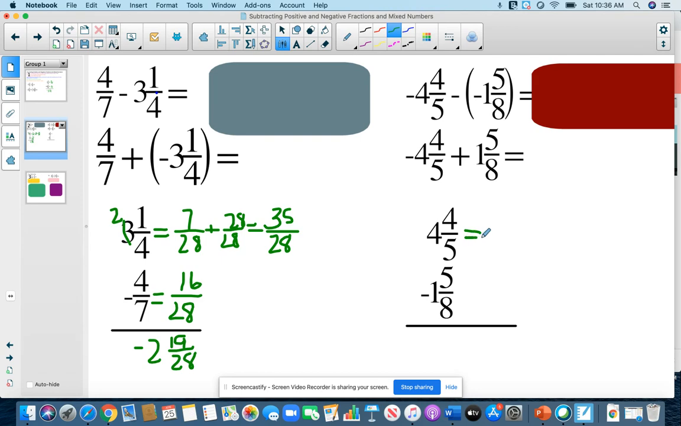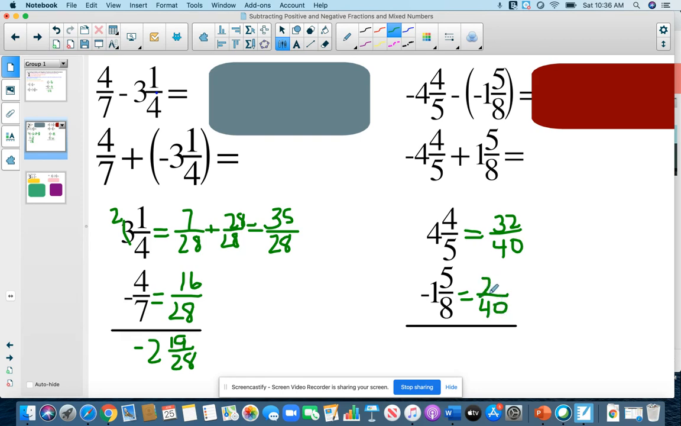So we're going to go ahead and find a common denominator of 40 for both of them. So we're going to take 8 times 5 to get 40. So 4 times 8 is 32 40ths. And then we're going to take 8 times 5 again. So we're going to take 5 times 5 to get 25 40ths.